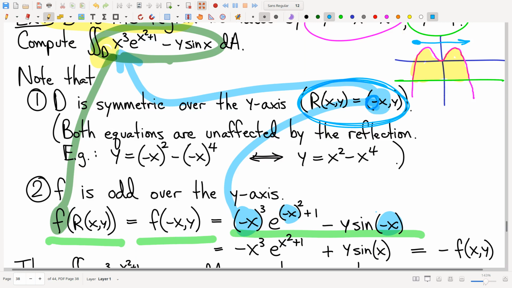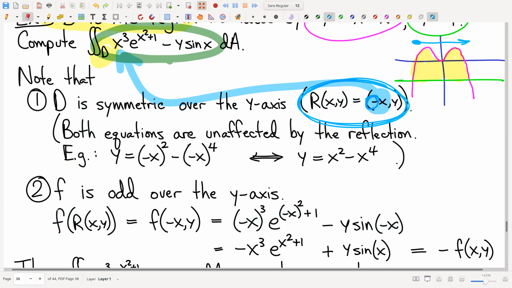Sine of negative x is the negative of sine x. And so that minus sign pops outside and cancels with that minus sign. Is that cool? So, okay, we just computed something. Now, what does that have to do with our question?